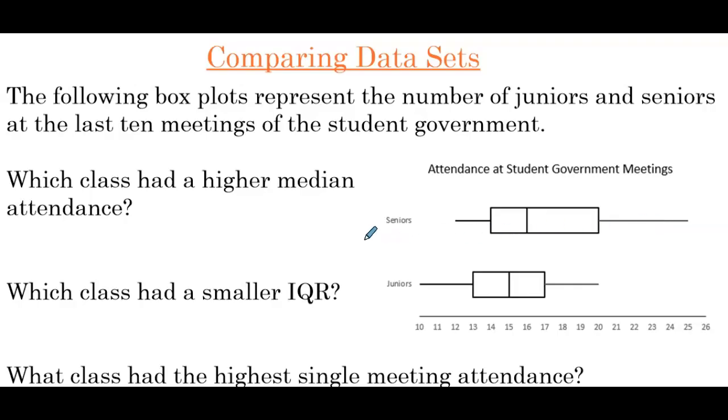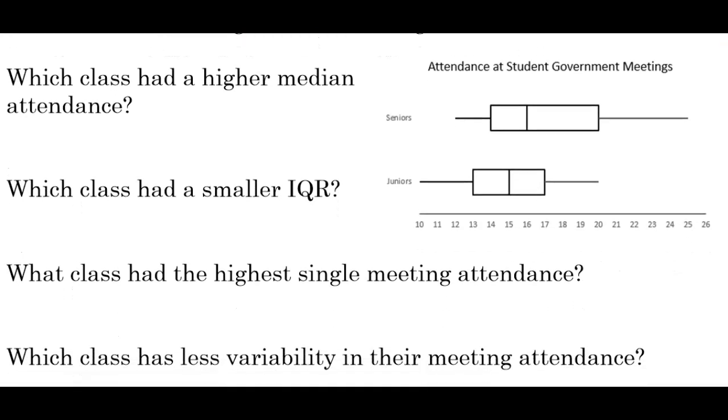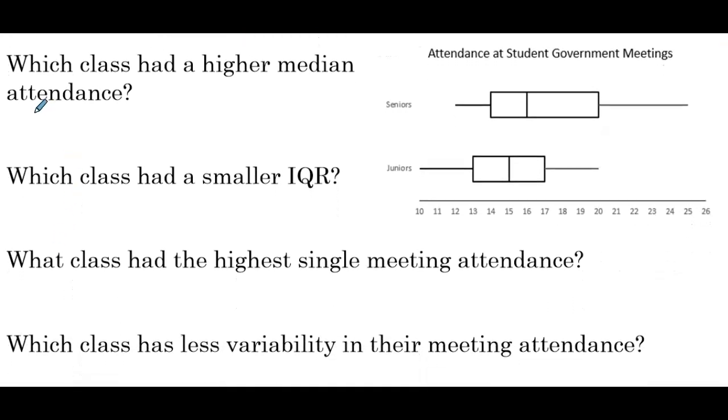So now that we've covered a few review topics about box plots, let's turn our attention to the questions that we've been given. Which class had a higher median attendance? Okay, so for the juniors, the median attendance, that line in the middle of the box, was 15. And for the seniors, the median attendance, middle right there, is at 16. So the higher median attendance was the seniors.